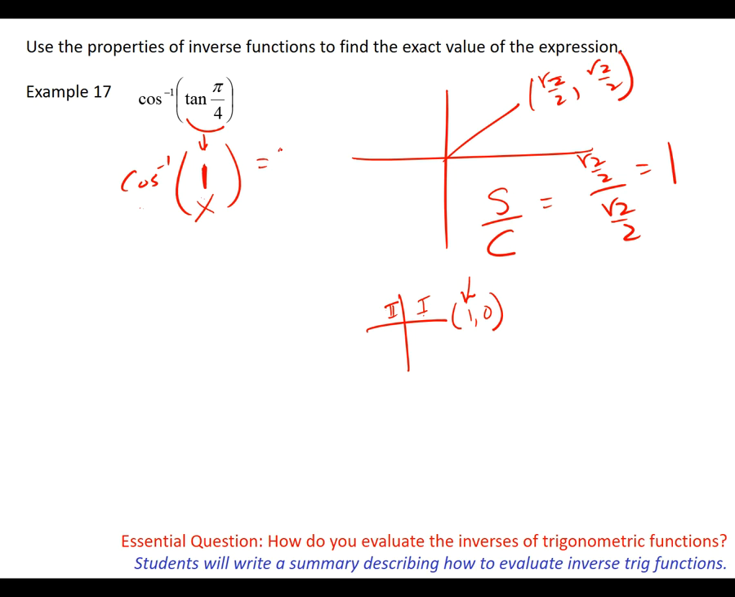Zero, because it has to be between 0 and pi, and 2 pi is definitely not between 0 and pi. Everybody okay? Do I need to explain it again? Alright. So your x value has to be 1.